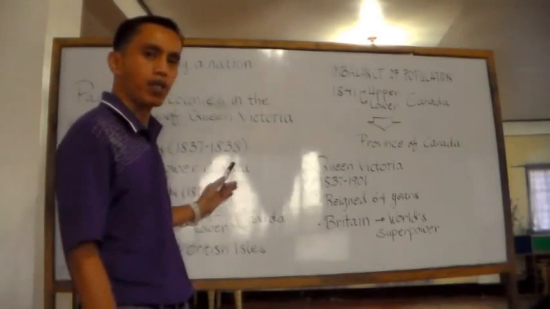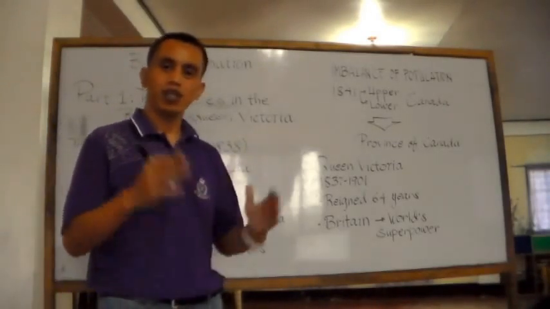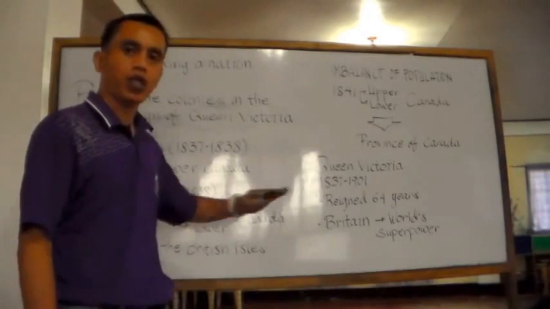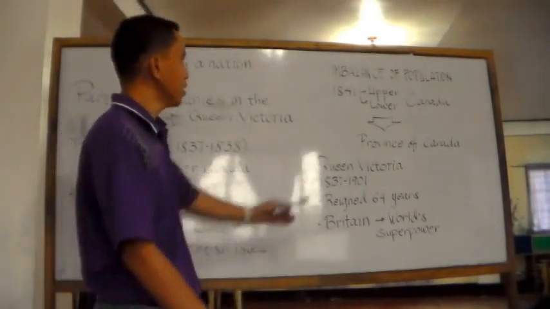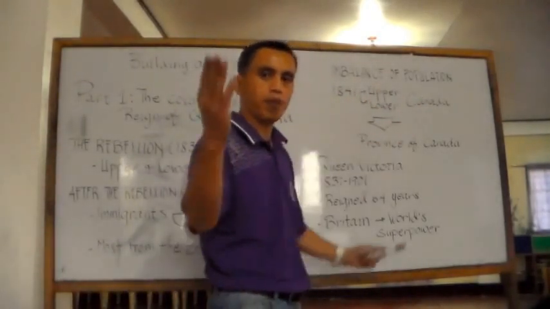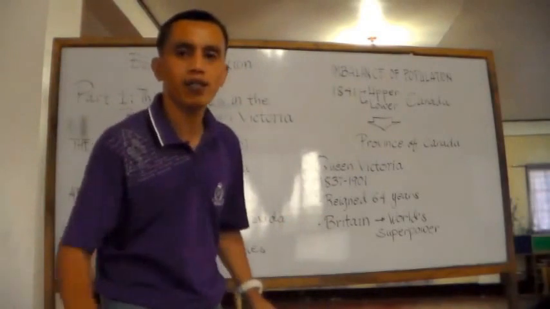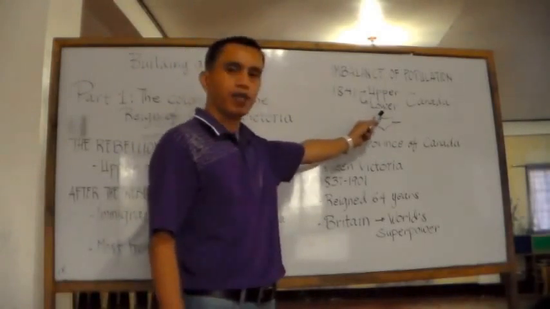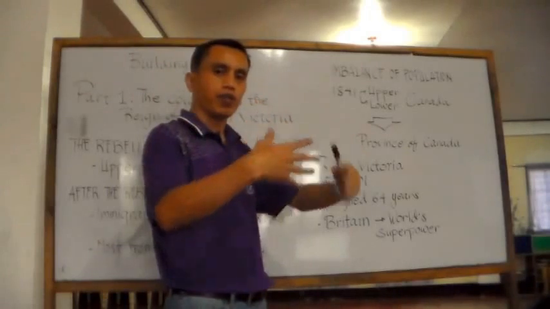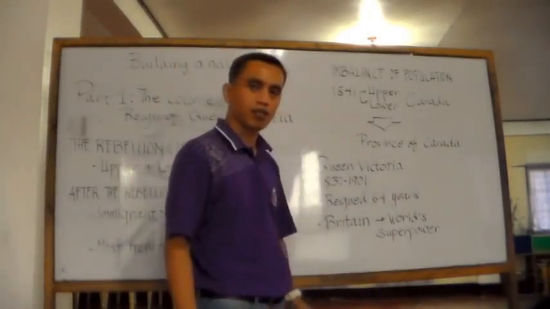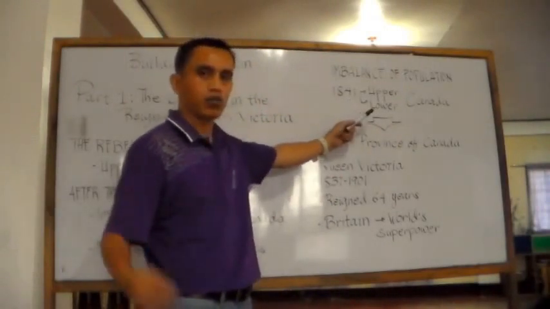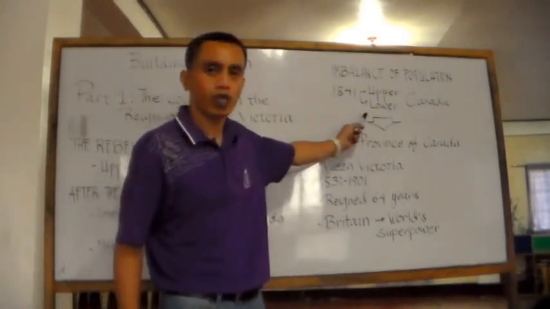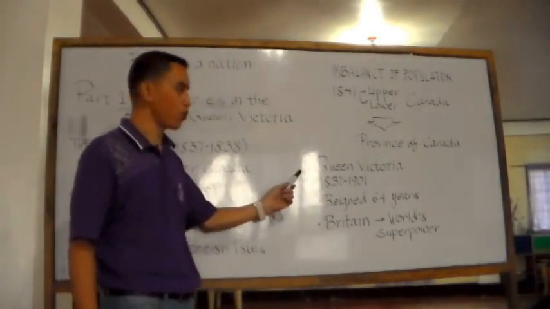Originally, Canada was the home of the French. But because of immigration, many people migrated to Canada. There was an imbalance of population, and the population grew and grew, and the French were outnumbered. In 1841, Upper Canada and Lower Canada were joined together to form just one province. Upper and Lower Canada joined together became the Province of Canada. That happened in 1841.